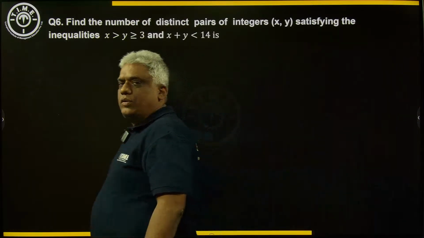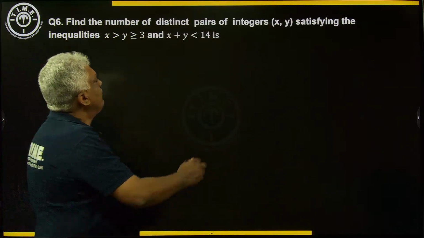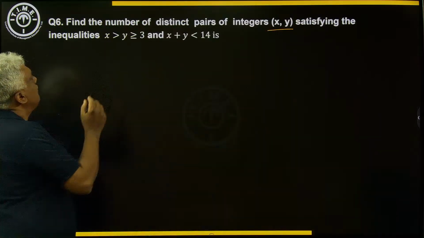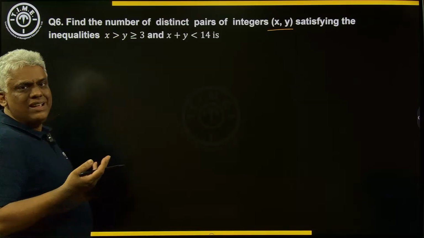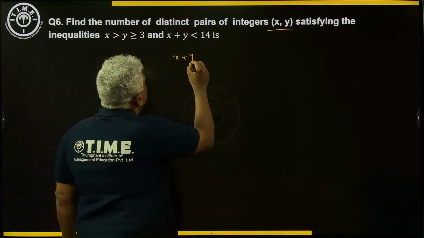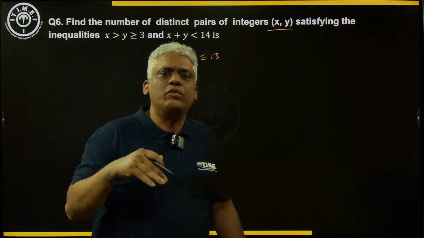Okay, let's do this question. Find the number of distinct pairs of integers x and y satisfying this inequality: x is more than y, y is more than or equal to 3, and x plus y is less than 14. That means x plus y is less than 14, so we can go maximum till 13. So it will be x plus y less than or equal to 13.